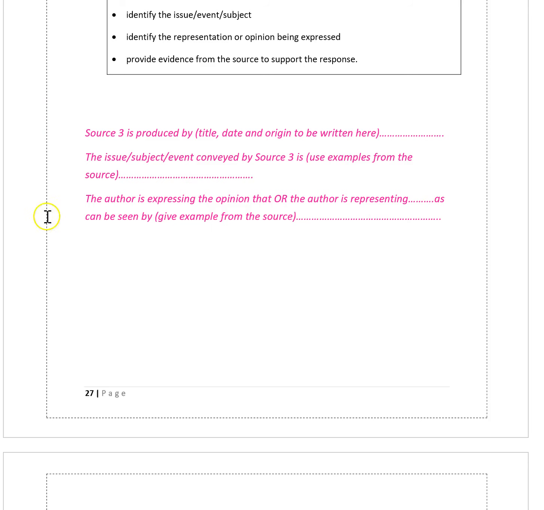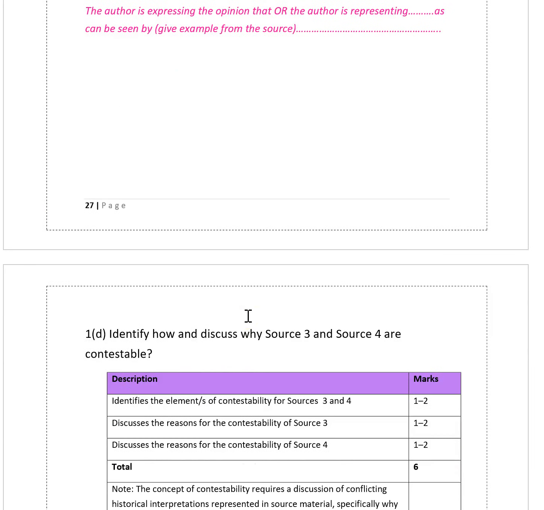And again, with this one, a message can be interpreted so many different ways, so you need to use examples from the source. And that really gives you a full mark. If you were just to say the message of source 3 is, bang, you probably get 1 mark out of 3. So try and leverage up those marks as much as you can, especially on these fairly shorter questions.